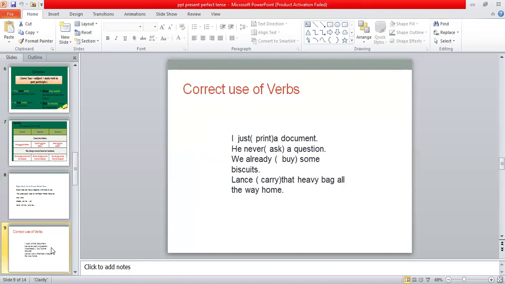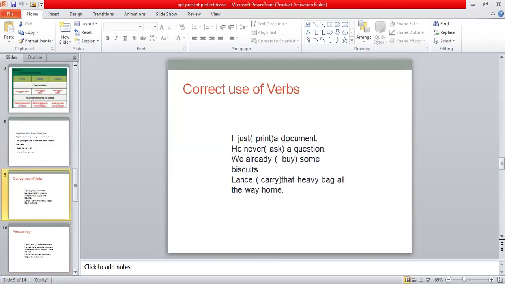Now I have prepared a few sentences for the correct use of the verb. This is the question which you have in your class 9 and in your class 11. I just sent a document. He never asked a question. We already buy some biscuits. Lance carried that heavy bag all the way home. So all these sentences have signal words in them, which will tell you that you have to change the verb according to present perfect tense.